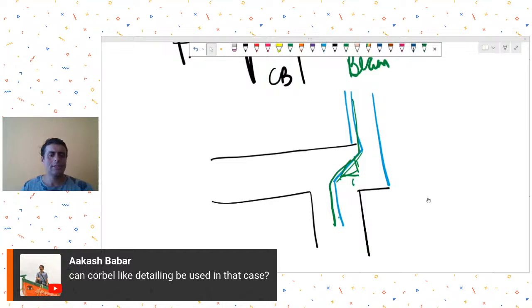Mr. Akash Babar is asking, can corbel-like detailing be used in that case? Yeah, corbel-like detailing you can use for the cantilever part, but your question was related to whether the column reinforcement of the above column can be taken and embedded into the column below. That was your original question. That will depend on the geometry that you have, as I told you. This corbel thing is for this cantilever span. That of course you can do.